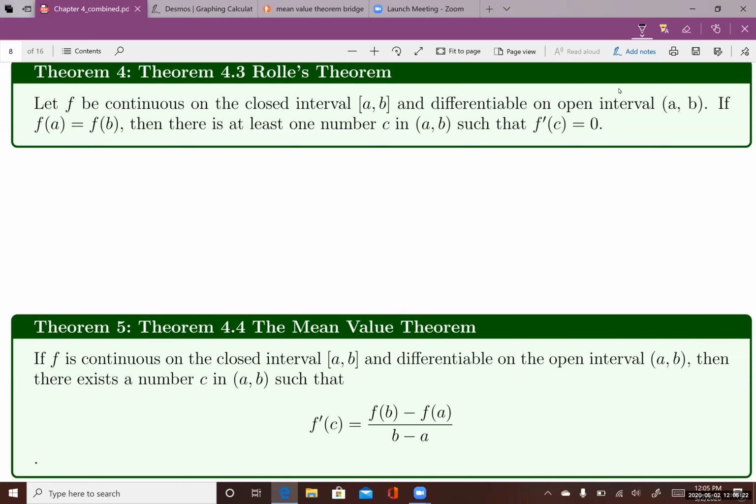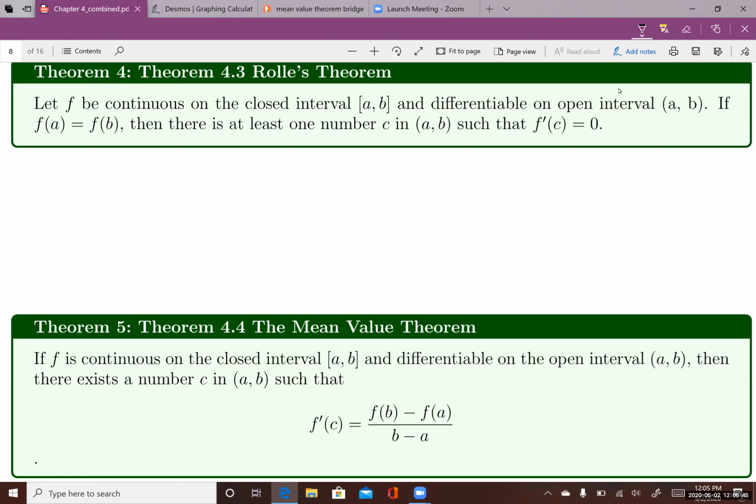Next, in chapter 4, we learn about another two theorems. The first one is Rolle's theorem, and the second one is the mean value theorem. These two theorems are closely related to each other. Actually, one is just the broader case of the other. All right, let's start with Rolle's theorem.